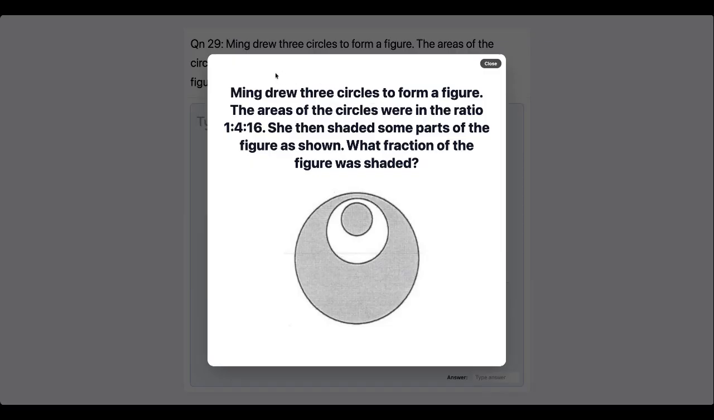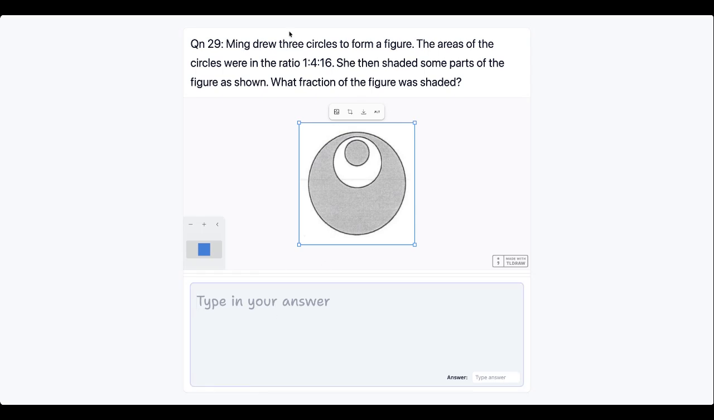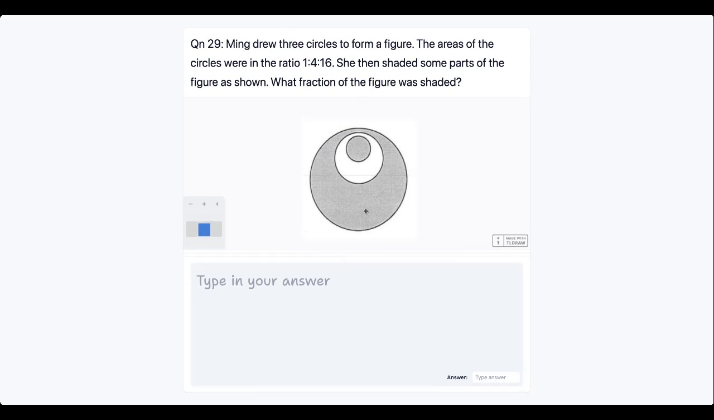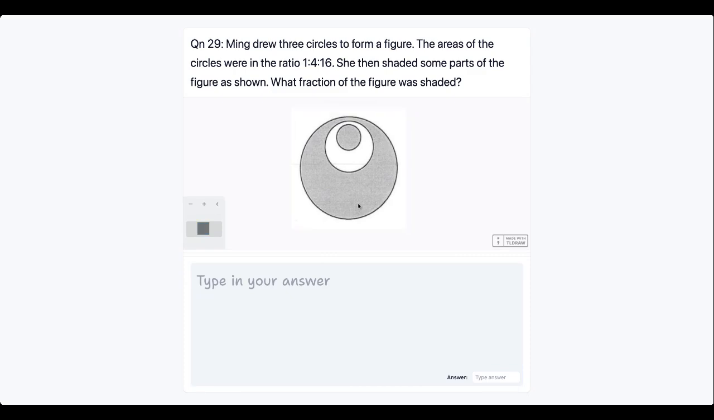Question 29. Ming drew 3 circles to form a figure. The areas of the circles were in the ratio of 1 is to 4 is to 16. She then shaded some of the parts of the figure as shown. What fraction of the figure was shaded? Okay, so this one, if you have seen this kind of question before, then you should be able to answer it. It's a little bit tricky, but not very, very hard.